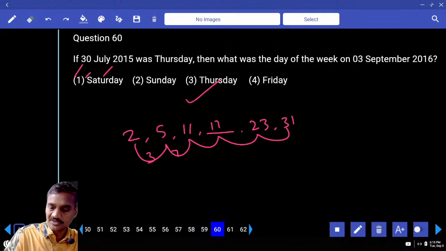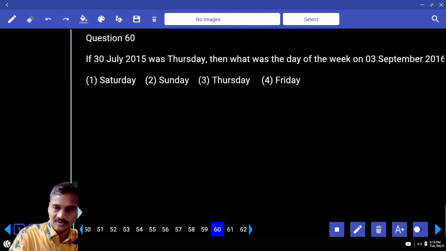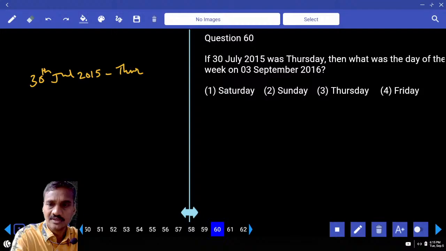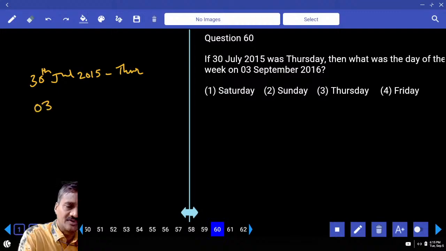Then coming to 60, 30th July. Now 30th July 2015 is Thursday. Then what was the day of the week on 3rd September 2016? Now we need to find out 3rd September 2016, isn't it? Now 3rd September.